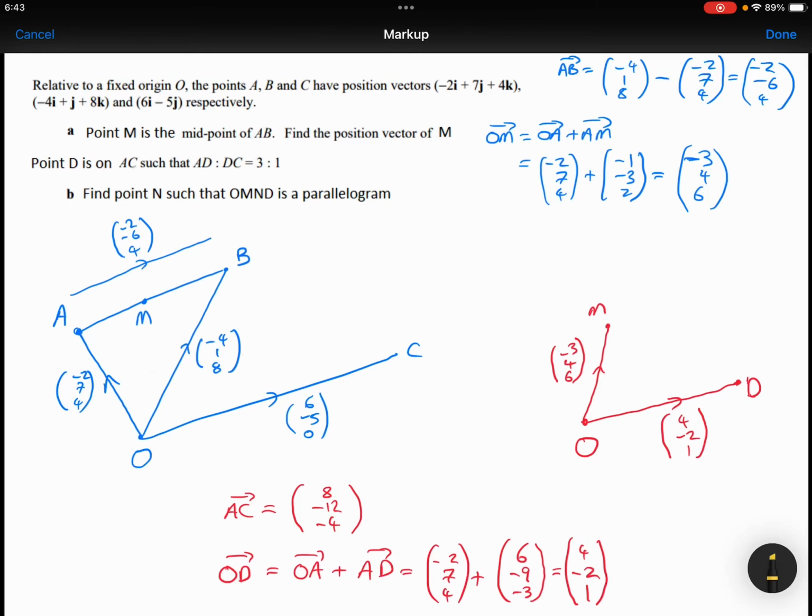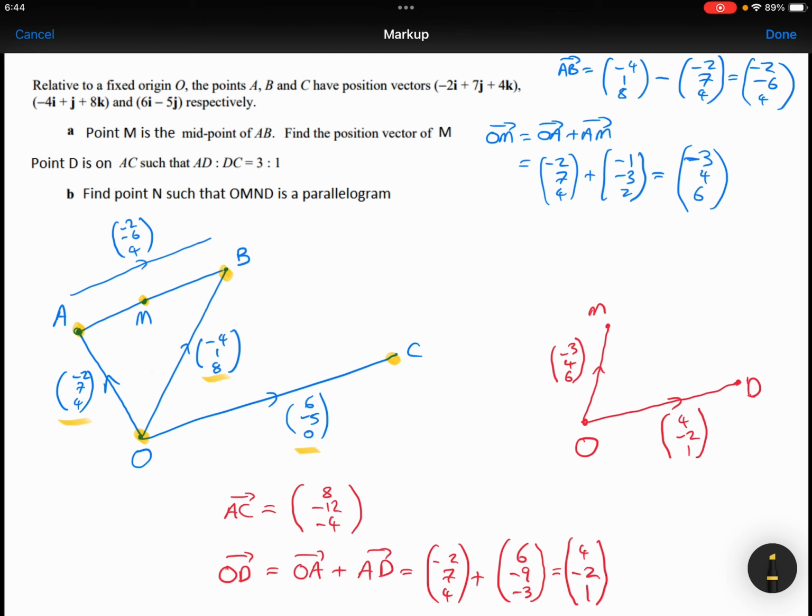Relative to a fixed origin O, the point A has position vector (-2, 7, 4). The point B has position vector (-4, 1, 8). And the point C has position vector (6, -5, 0). We're told that M is the midpoint of AB.